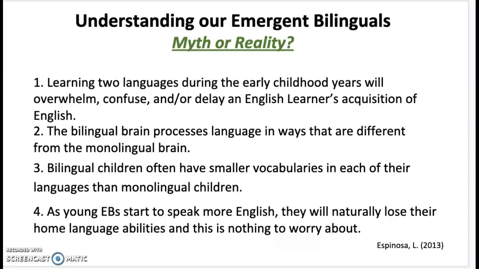Okay, that is reality. That is true. The bilingual brain processes languages in ways that are different from the monolingual brain. When children learn more than 1 language, their experiences in each language alter the neural patterns and language processing systems in the developing brain.